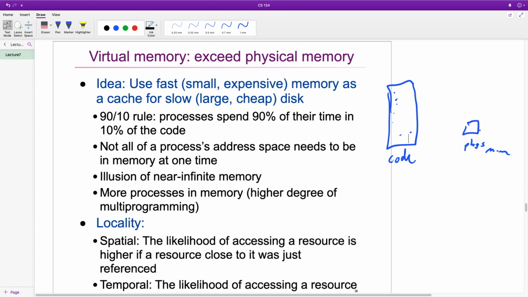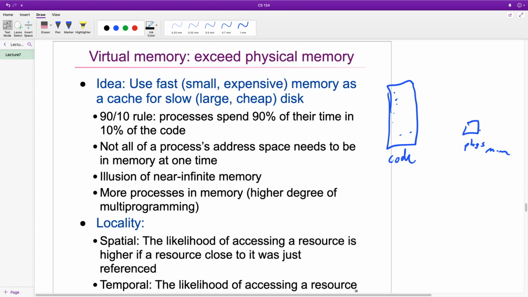And this works reasonably well because of the 90-10 rule, right? Processes spend 90% of their time in 10% of their code, roughly. So I just keep the pages I'm currently using in physical memory and let the operating system throw out ones that aren't being used and pull in other ones that are being used. So we get this illusion of near infinite memory, right? It looks like we have the entire address space available to us. We can fit more processes in memory because each process is using less physical memory, so there's more physical memory to go around.